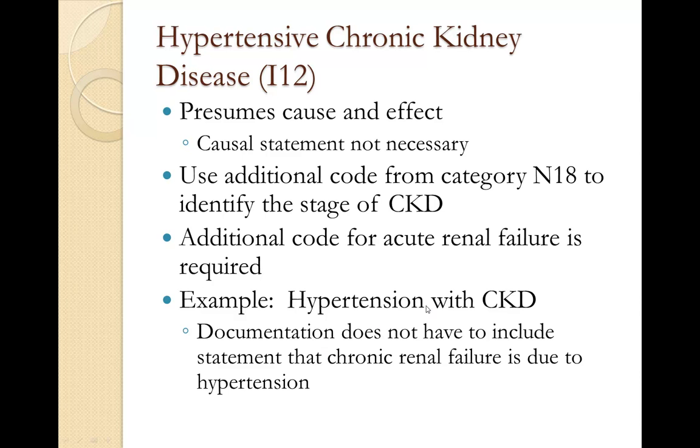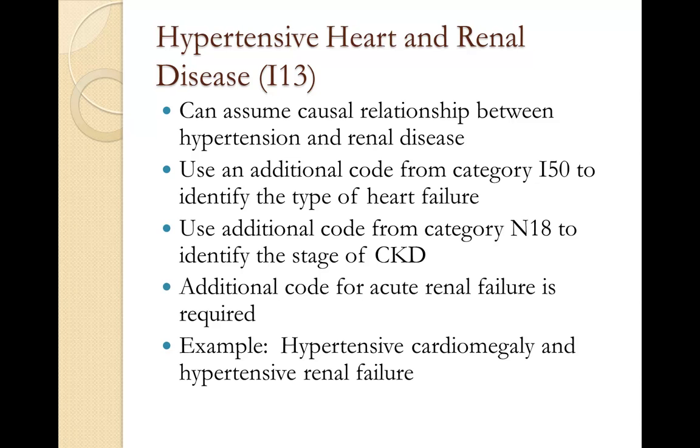So here's our example, hypertension with chronic kidney disease. Even though there's no causal relationship, we still code that out of the I12 category. And then the last category of these specifications, we have hypertensive heart and renal disease. So this is category I13.